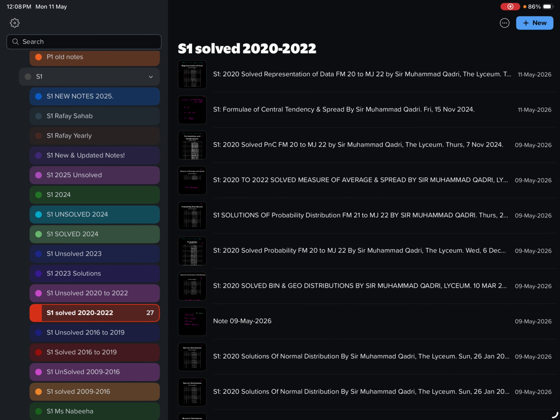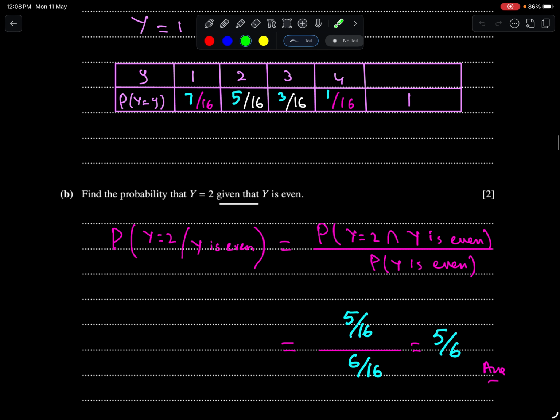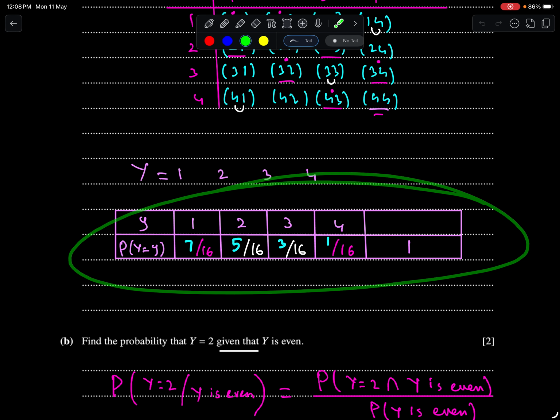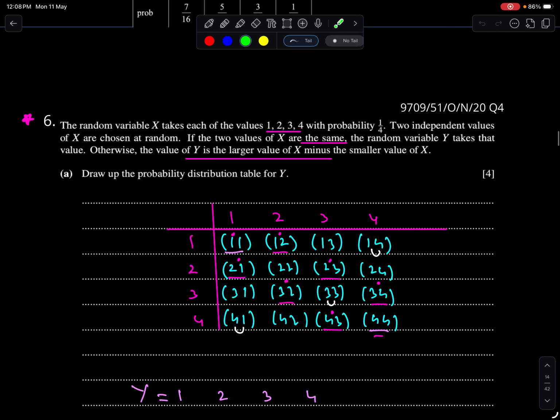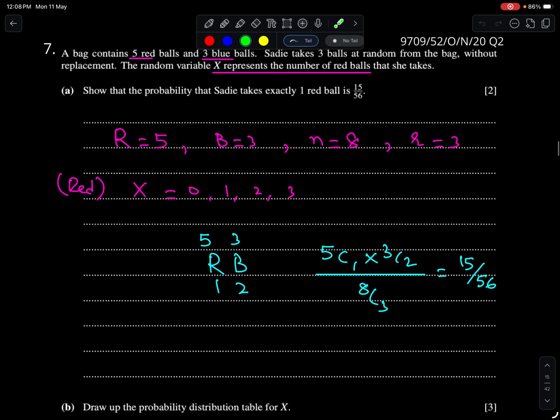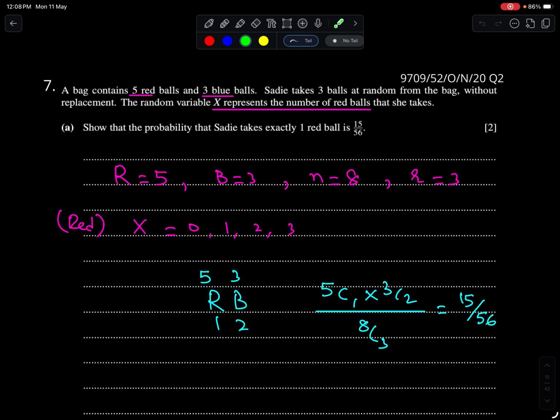In probability distribution, you must know how to draw the table, how to construct the table. And for that, you must know the meaning of x. Let me explain this from here. How to construct a probability distribution. So this information helps you. They always define the variable.